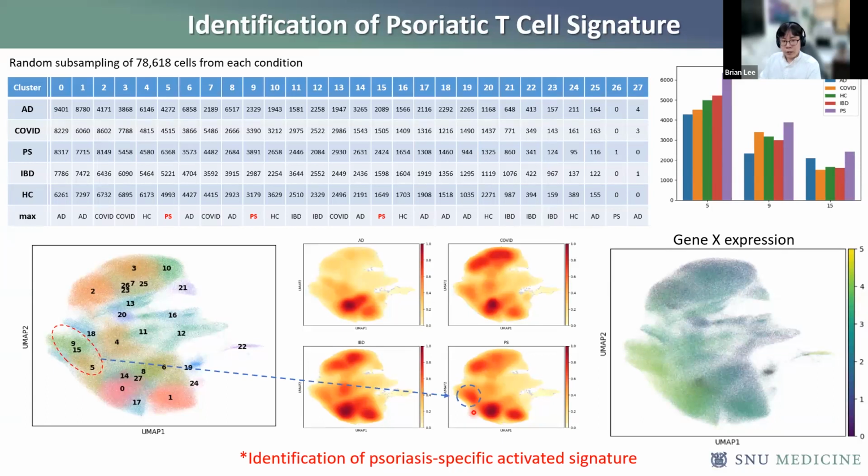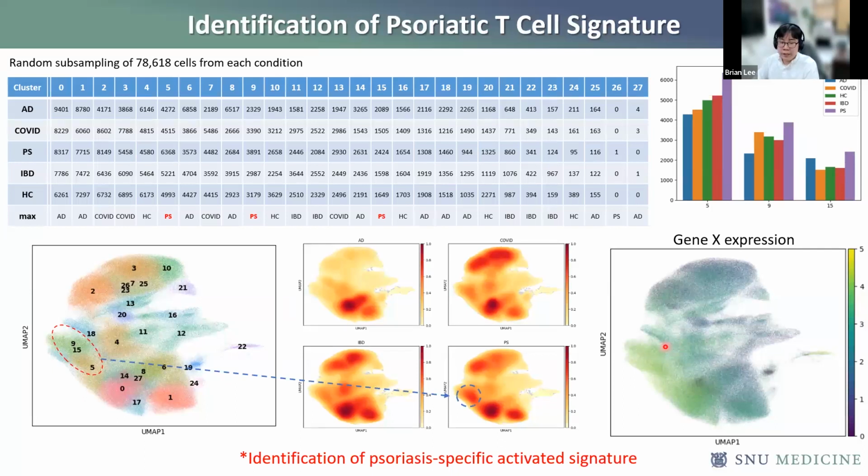And so we also wanted to look at the frequency of these clusters. Indeed, when we take the same number of T cells from each disease group, from AD, COVID, psoriasis, IBD, and healthy controls, what we see is that clusters 5, 9, and 15 are all completely enriched by psoriasis samples. And so the frequency of these subclusters are all enriched in psoriasis. And when we look at the gene expression of that particular gene X, we can also see that it's highly enriched within the psoriasis-specific T cell cluster.